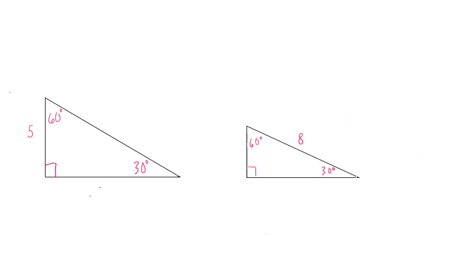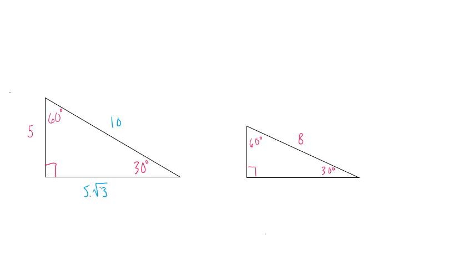Two examples here with the 30, 60, 90. The triangle on the left, we know the short side across from 30. Knowing this, we can identify that the long leg would be 5 times the square root of 3, and the hypotenuse would be 2 times 5, or 10.